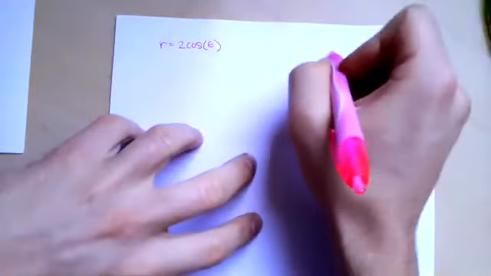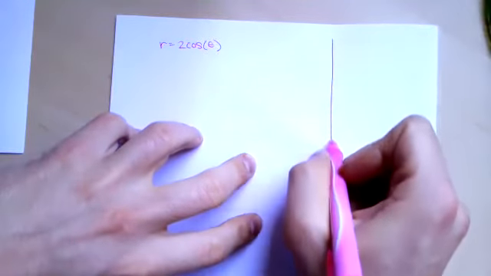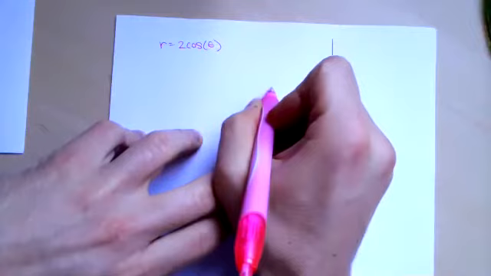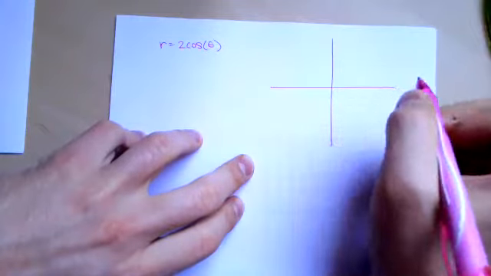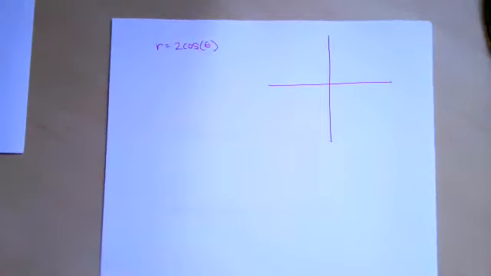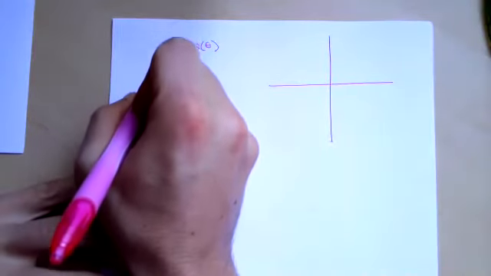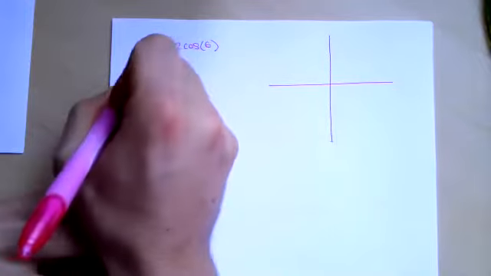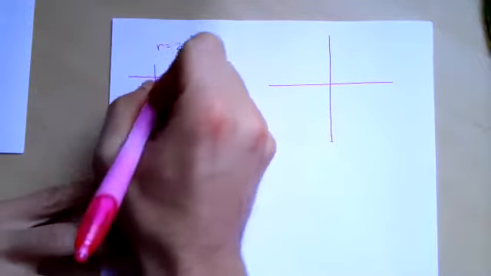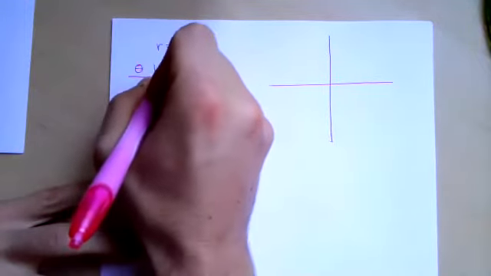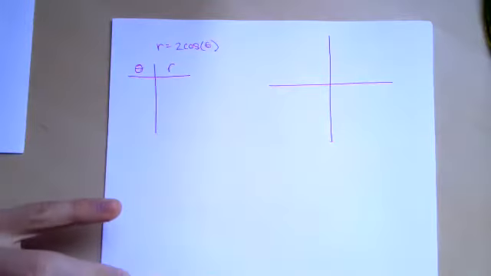of theta, we want to know, what does the graph of that look like? Since we have this relationship between r and theta, the best way to do it is to make a table to draw the graph. So we've got our theta, and then we've got our r.